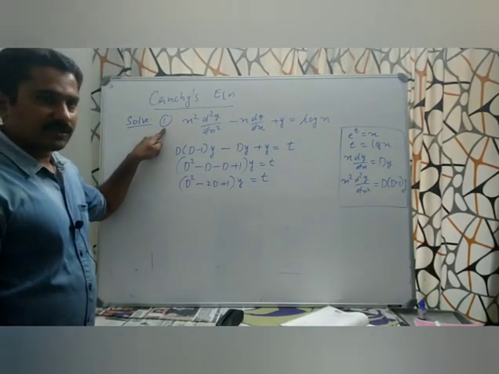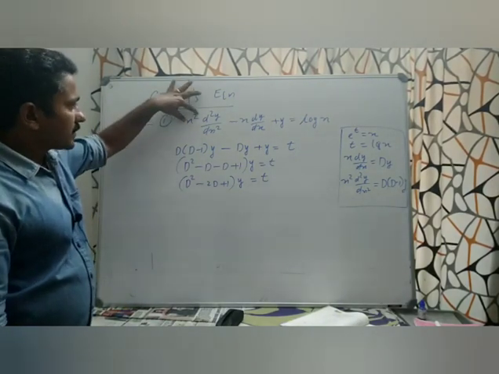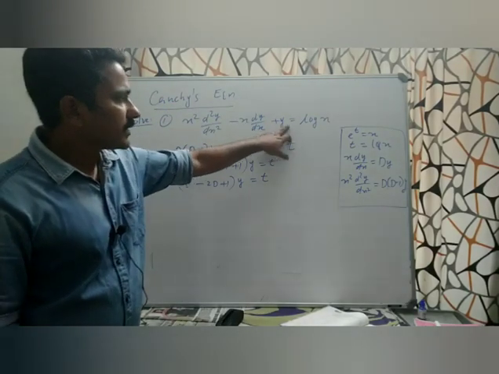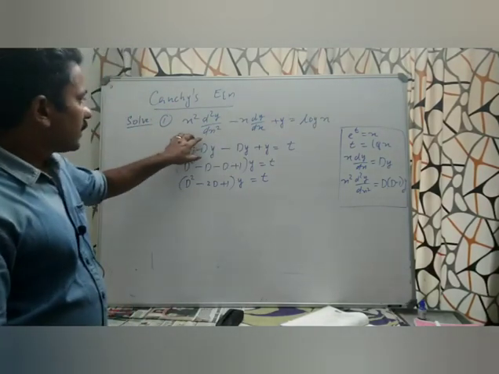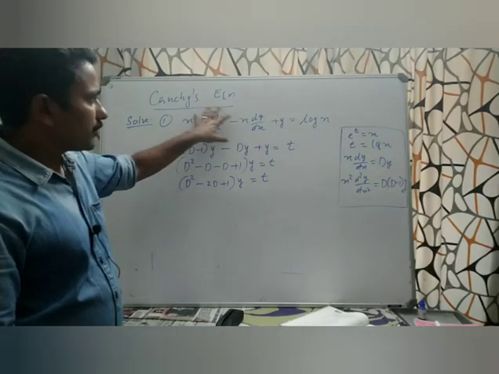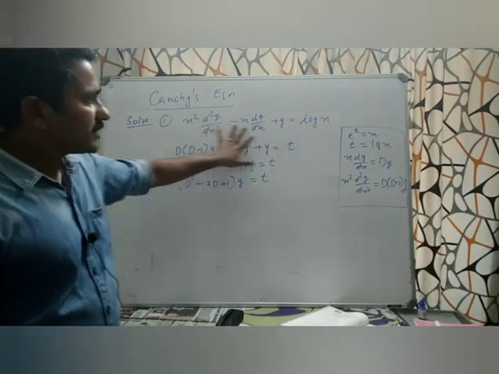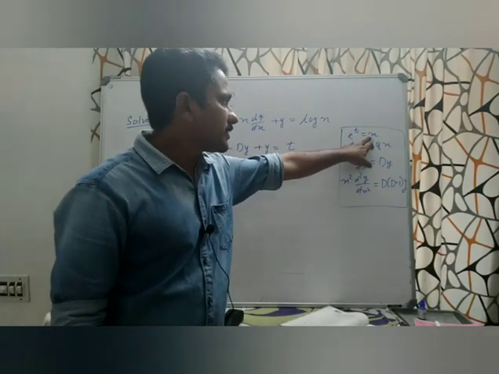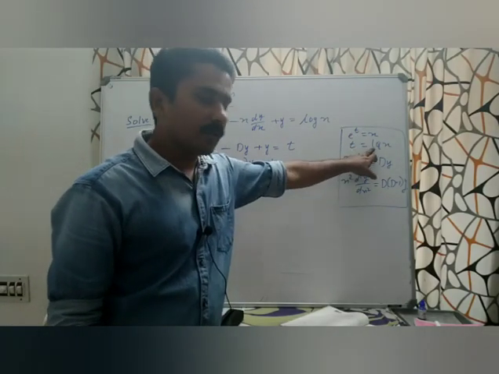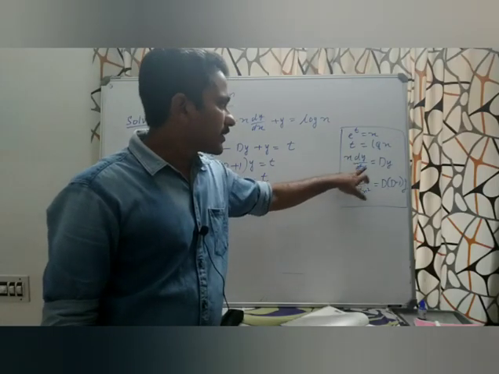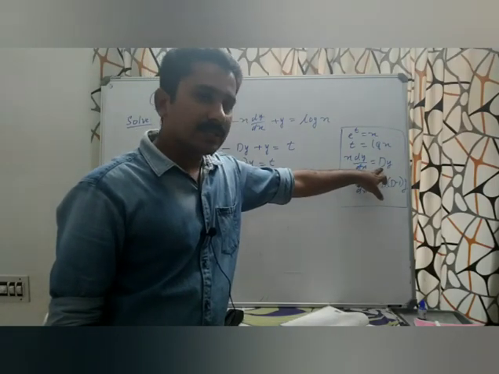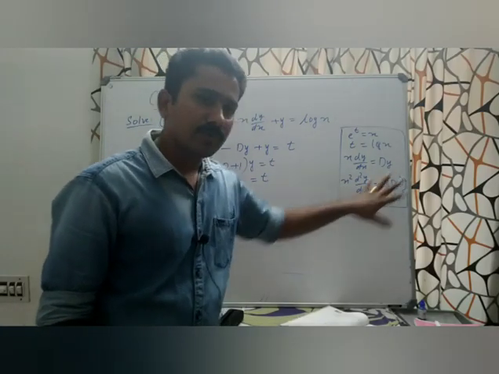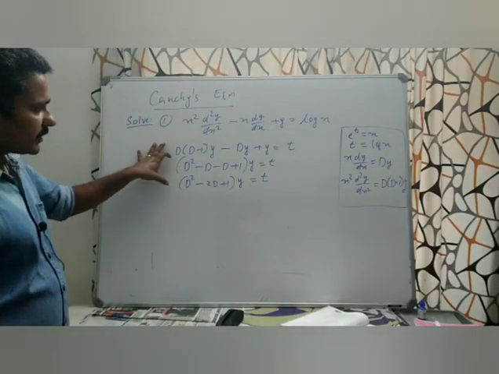This is the first example. x square d square y by dx square minus x dy by dx plus y is equal to log x. And note that this is a Cauchy's equation, right? So first you have to substitute like this. You put e to the power t is equal to x, and then t is equal to log x. Next, x dy by dx is going to be Dy, where D is d by dt. x square d square y by dx square is D times D minus 1 y. And substitute those values here.